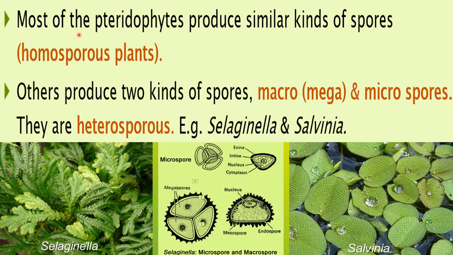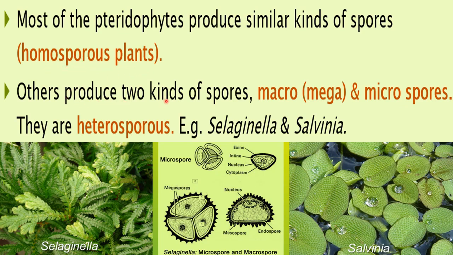After that, most of the pteridophytes produce a similar kind of spore. Let's talk about the spores also. We are saying that the spores germinate and form the gametophyte. Now you must know about the kinds of spores also here. In most of the pteridophytes, similar kinds of spores are produced, and similar kinds of spores are called homospores, and such pteridophytes will be called homosporous plants. Homo means same, sporous means having spores. So the plants having similar spores will be called homosporous plants.